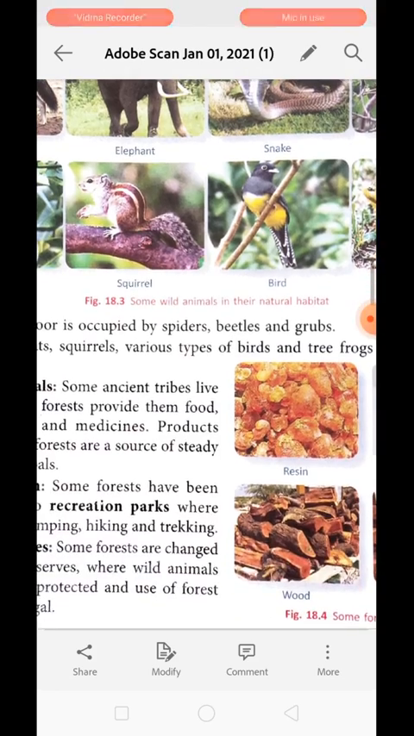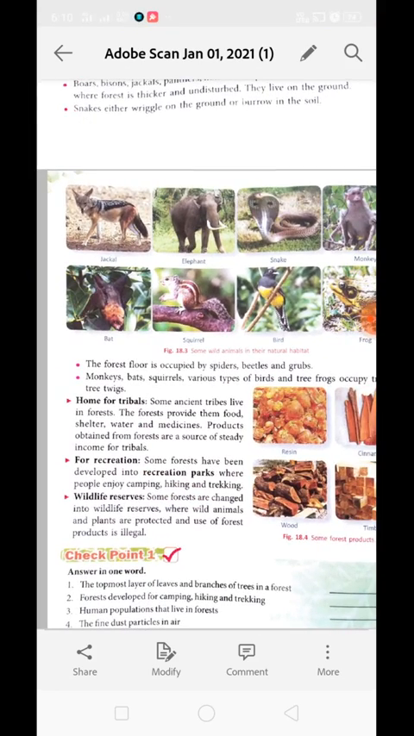Now next is, the forest is home for many tribals, like some Asian tribes who live in the forest. The forest provides them with food, shelter, water and medicine. Products obtained from the forest are a source of steady income for tribes.